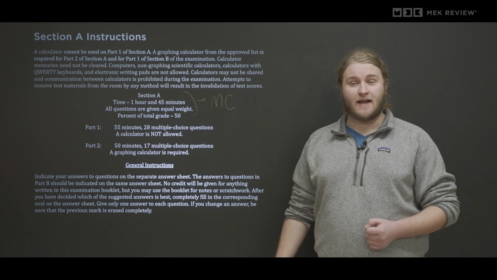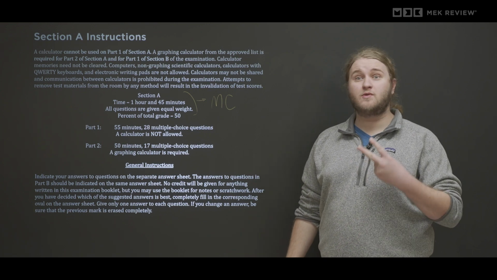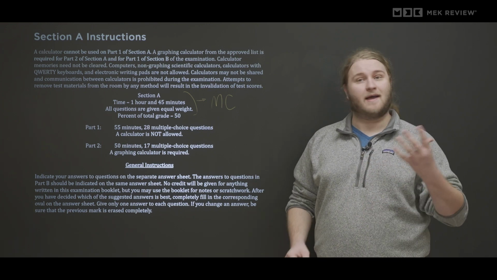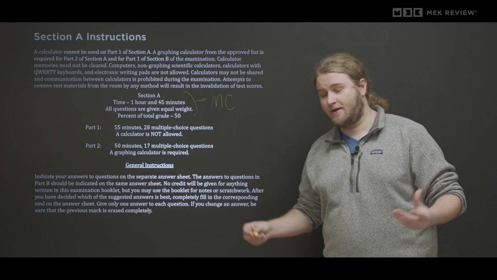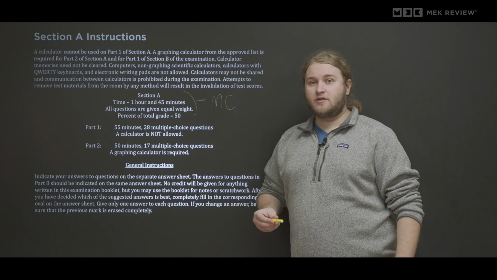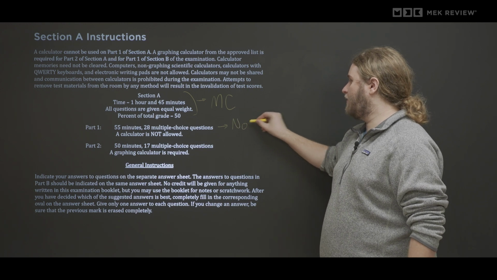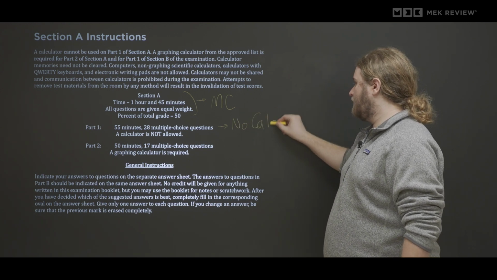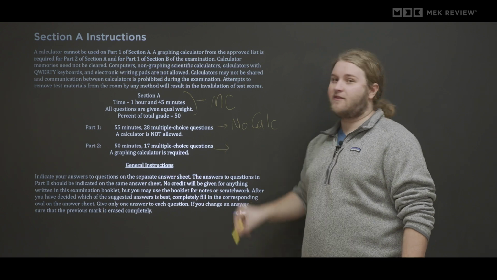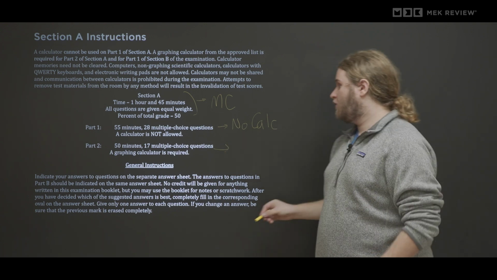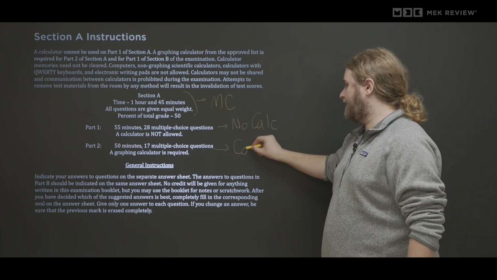Each section on your calculus exam is split into two separate parts. They are split by calculator versus no calculator. For your multiple choice, the first section will be your no calculator section. Following that, you will have a separate timed part where you will undergo your calculator section.